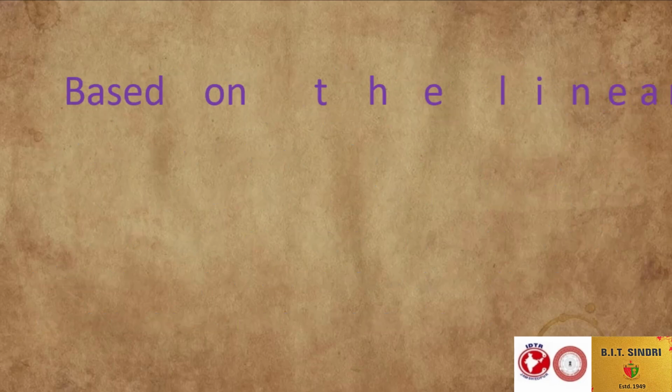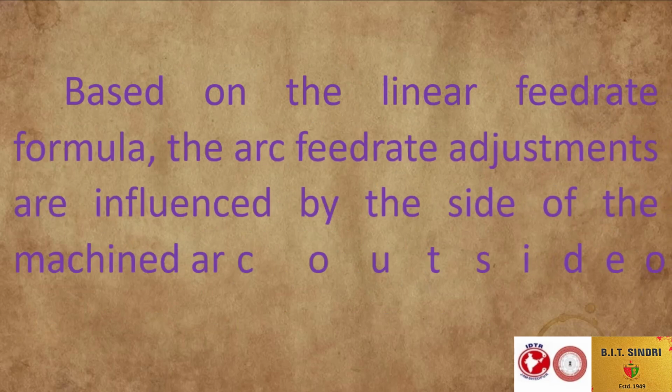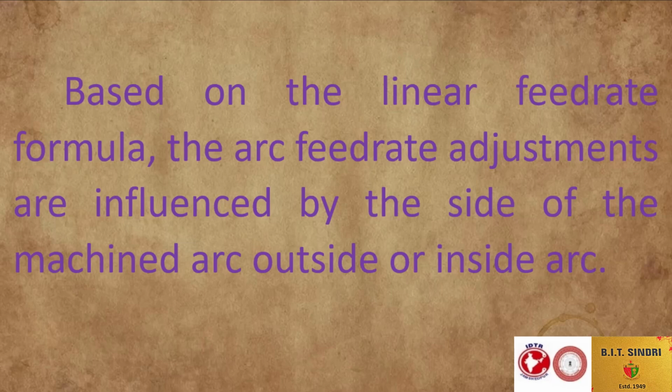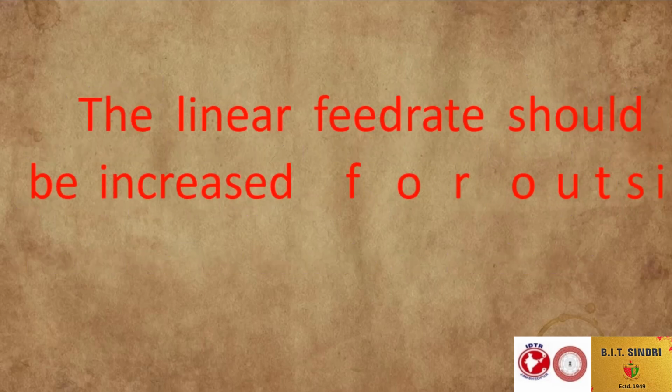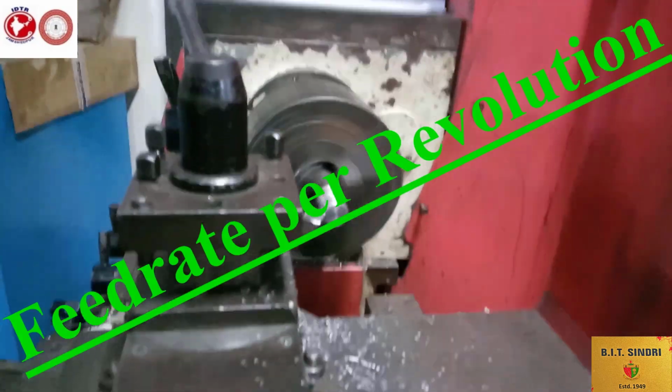So based on the linear feed rate formula, the arc feed rate adjustment is influenced by the side of the machined arc, outside or inside. The linear feed rate should be increased for outside arcs and decreased for inside arcs. The next topic is the feed rate per revolution.